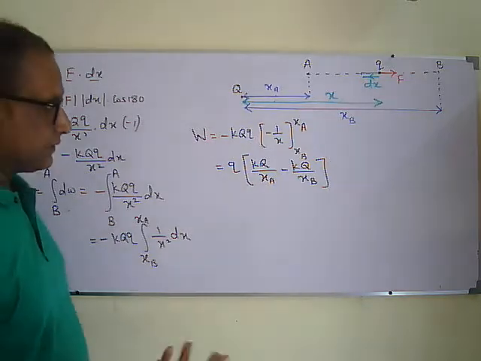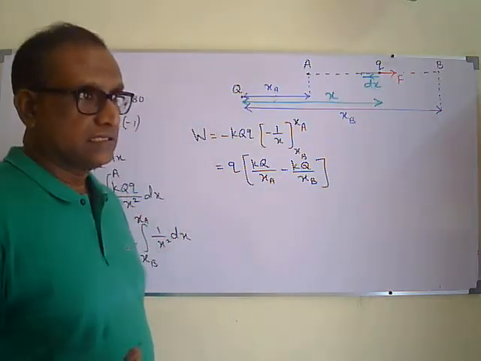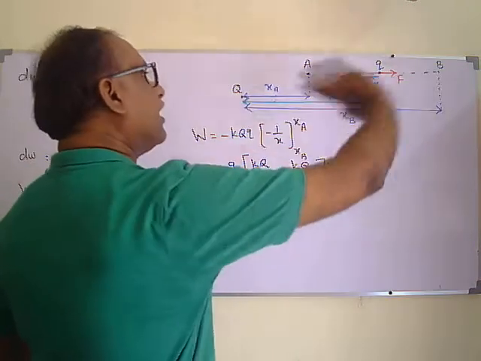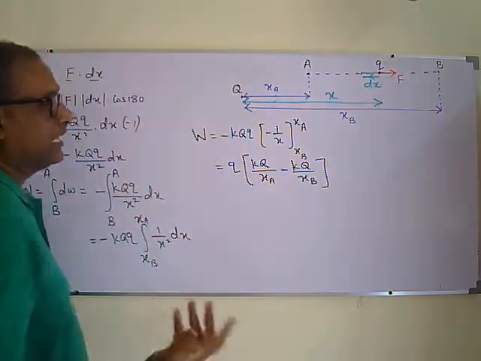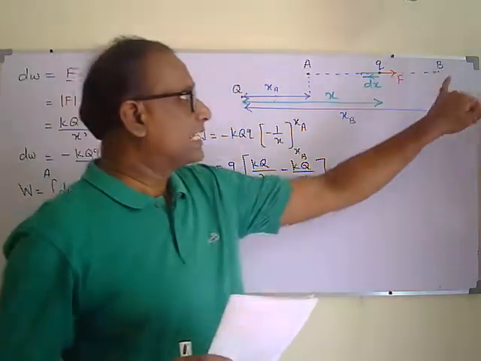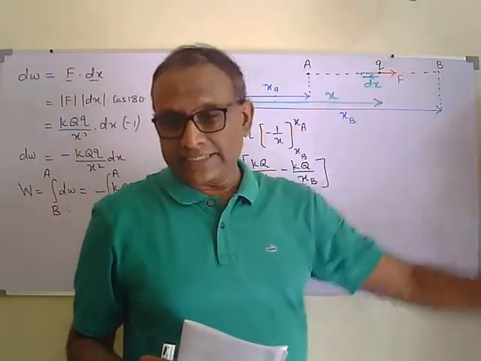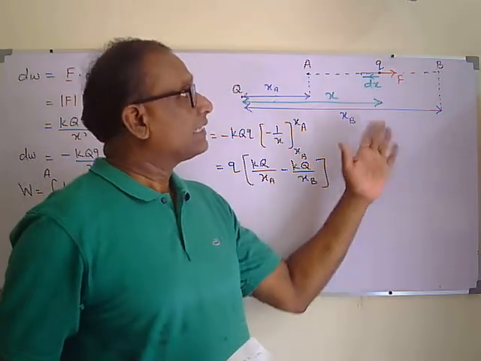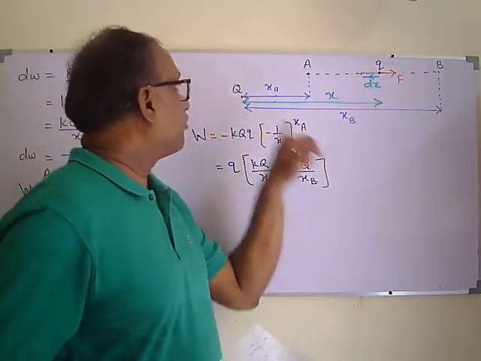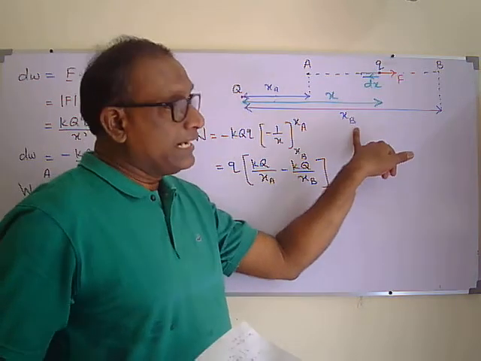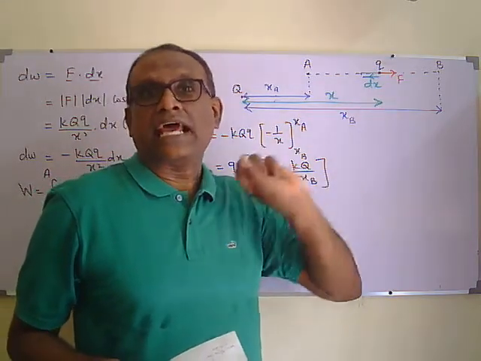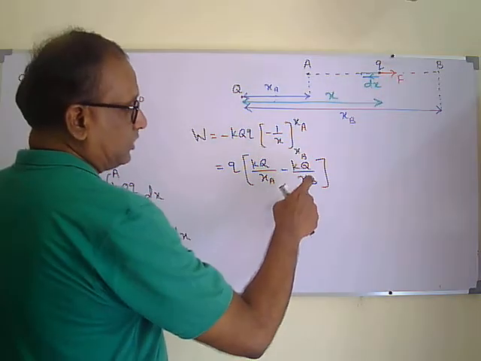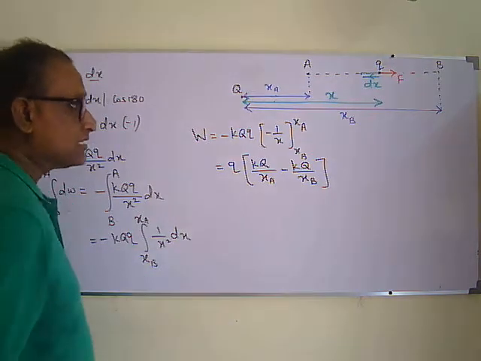Okay, now consider it like this. We'll analyze with a different approach. Now, if B is much farther away from this charge Q, say theoretically I can say B is at infinite distance. There's no value for infinity, it's undefined, but we can take it as much farther away from charge Q. Then mathematically we say xb approaches infinity, right? So when xb becomes infinity, you know 1 over infinity is equal to 0.